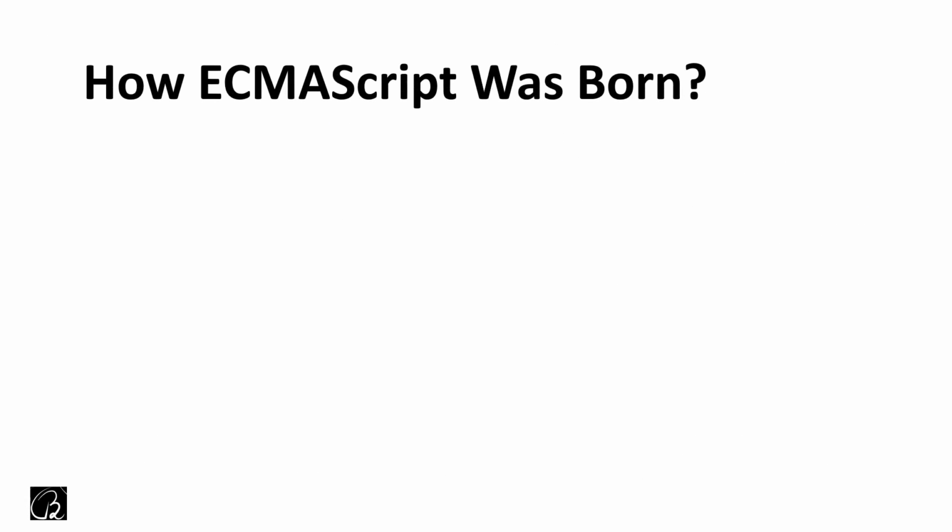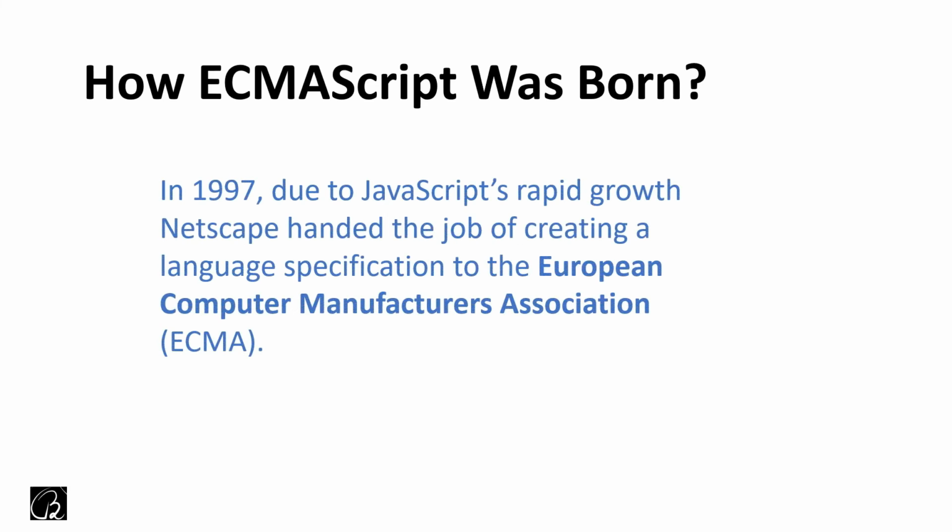Now let's see how ECMAScript was born. After the name was changed from LiveScript to JavaScript, this new language was growing very fast. One reason might be the Java name that was tagged on. So in 1997, due to JavaScript's rapid growth, Netscape handed the job of creating the language specification to an organization, the European Computer Manufacturers Association, ECMA in short. That is where ECMAScript was born. This was the organization where the JavaScript paper was submitted. Now let's look at the version history.